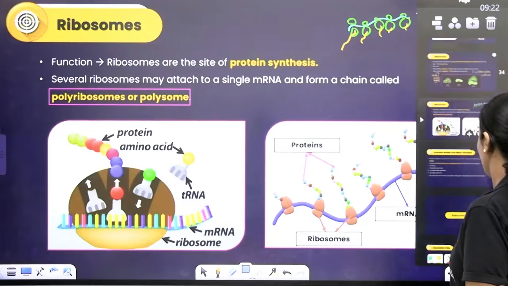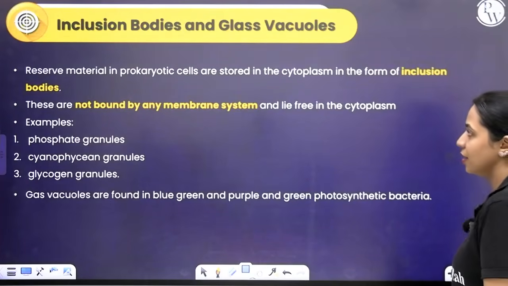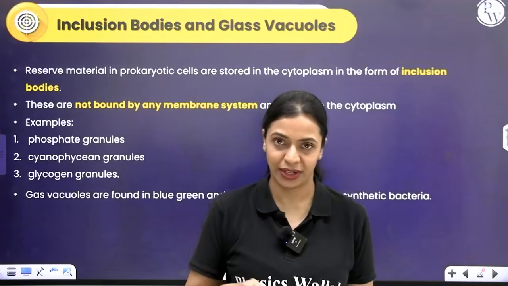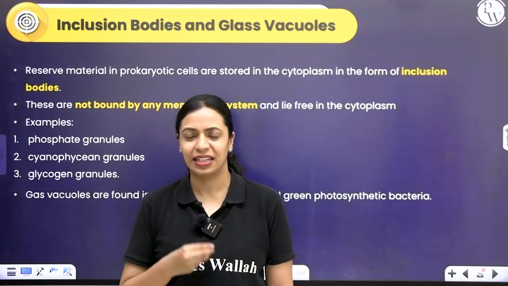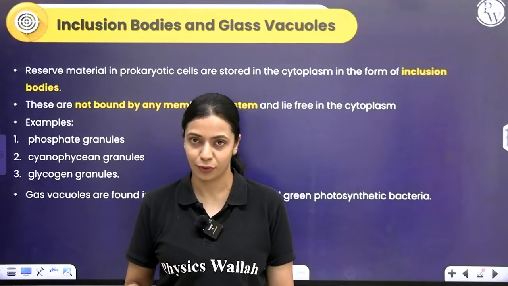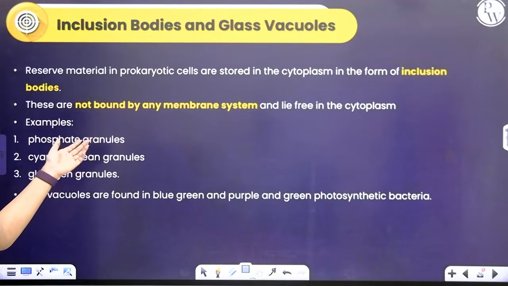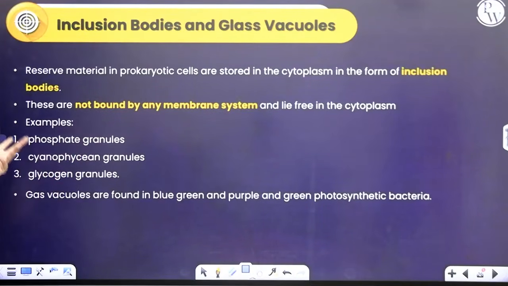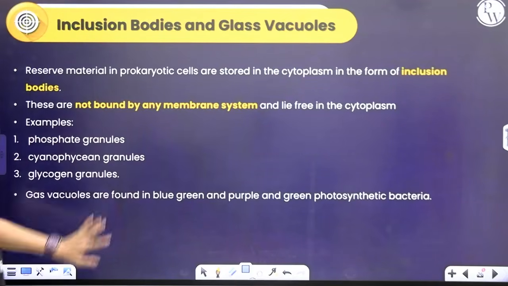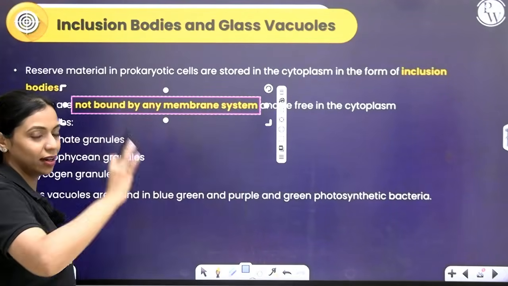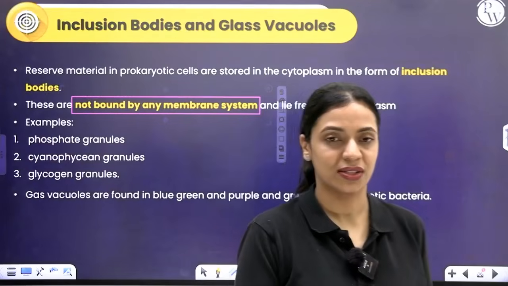Alright. Last part of prokaryotic cells. They don't have any membrane bound organelles, but they have certain structures called inclusion bodies within the cytoplasm, which are basically granular in nature, and they help in storing reserve food. Some examples you'll have to remember for that. You have phosphate granules, cyanophycin granules, and glycogen granules. Depending upon how food is stored in different types of bacteria, they can have these granules. Okay, so they are not bound by any membrane. I've already told you multiple times that in bacteria, in prokaryotes, there are absolutely no membrane bound structures.